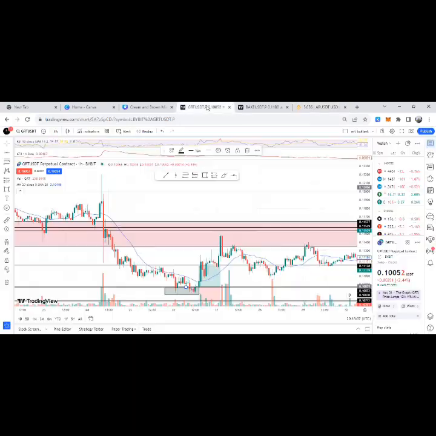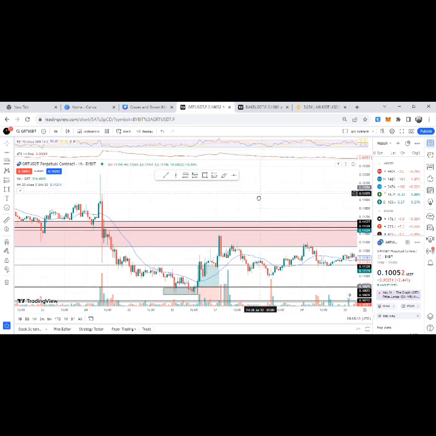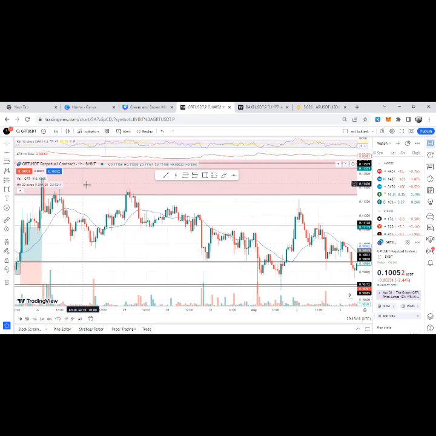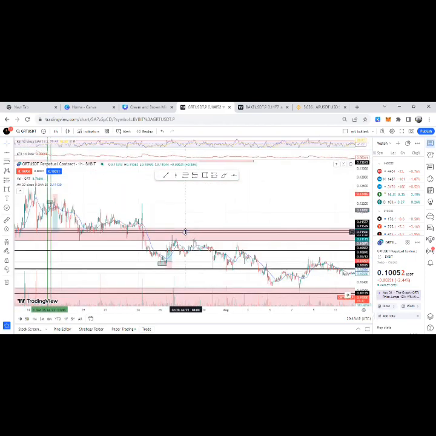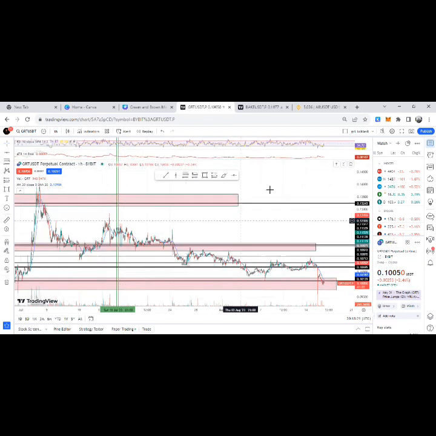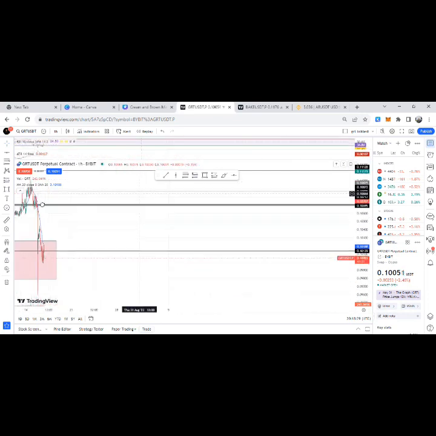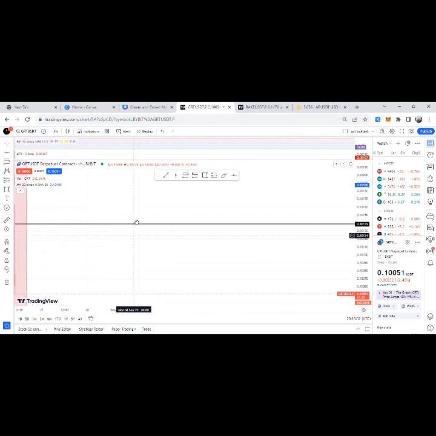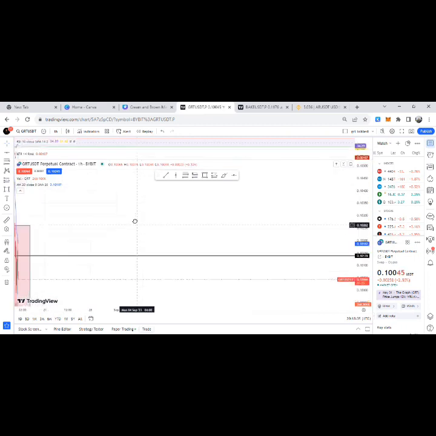For the purpose of this, I want to go back to our GRT USDT trading pair. I think it gives me room to draw. So we want to discuss risk management. Let me just get this out of the way. Okay, so we want to discuss risk management. Now, risk management simply refers to your contingency plan for your trade capital.